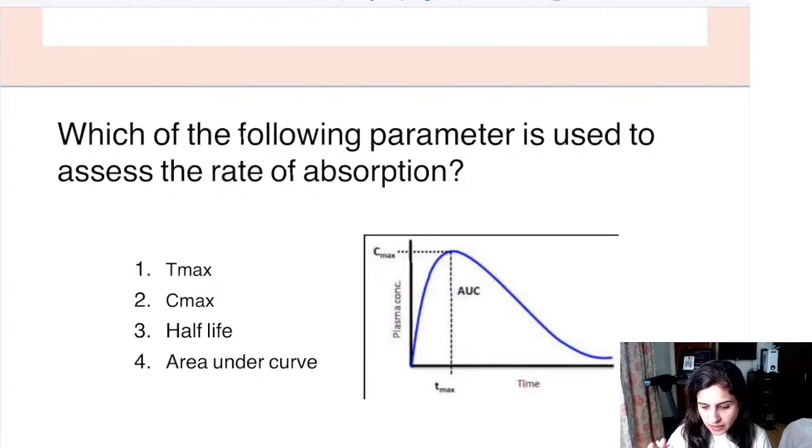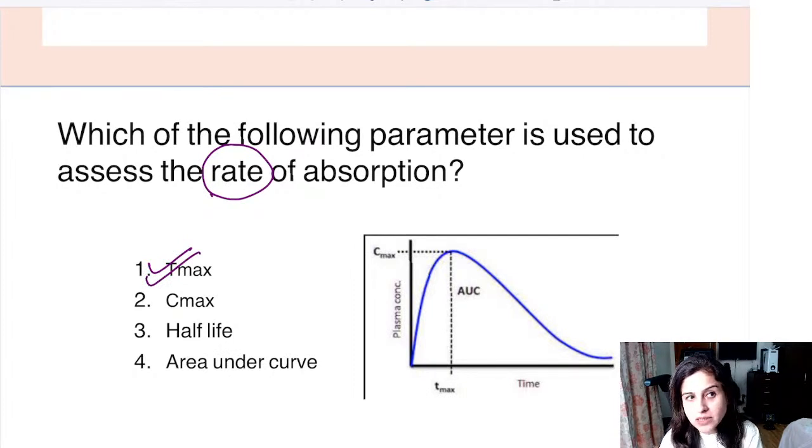All of these are important parameters, and you should know what represents what, right? Half-life? No, half-life doesn't represent the rate. The rate of absorption is assessed with the help of Tmax. How fast the drug is getting absorbed into the circulation, how much time it takes for the drug to get absorbed into the systemic circulation, that is your time taken, and that represents the rate of absorption.